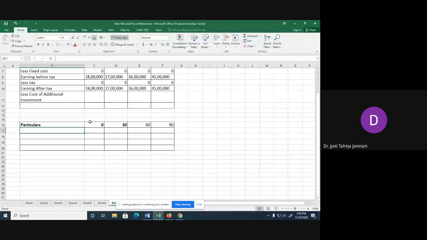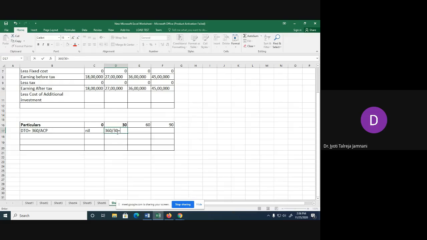First, we find the debtors turnover ratio, DTO, which equals 360 divided by average collection period. So in the first case, it is 0 days. So 360 divided by 0, so it will be nil actually. So there is no debtors turnover ratio here because it is 0 days. Next is 360 divided by 30 days.